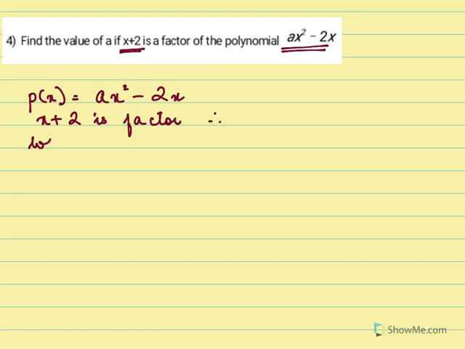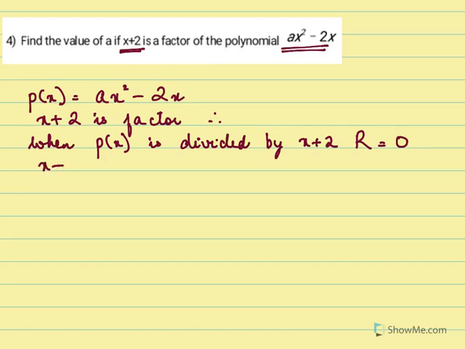Therefore, when p of x is divided by x plus 2, the remainder will be 0. So let's find the remainder. To find the remainder, we do x plus 2 equal to 0, x equal to minus 2. So p of x is ax square minus 2x.